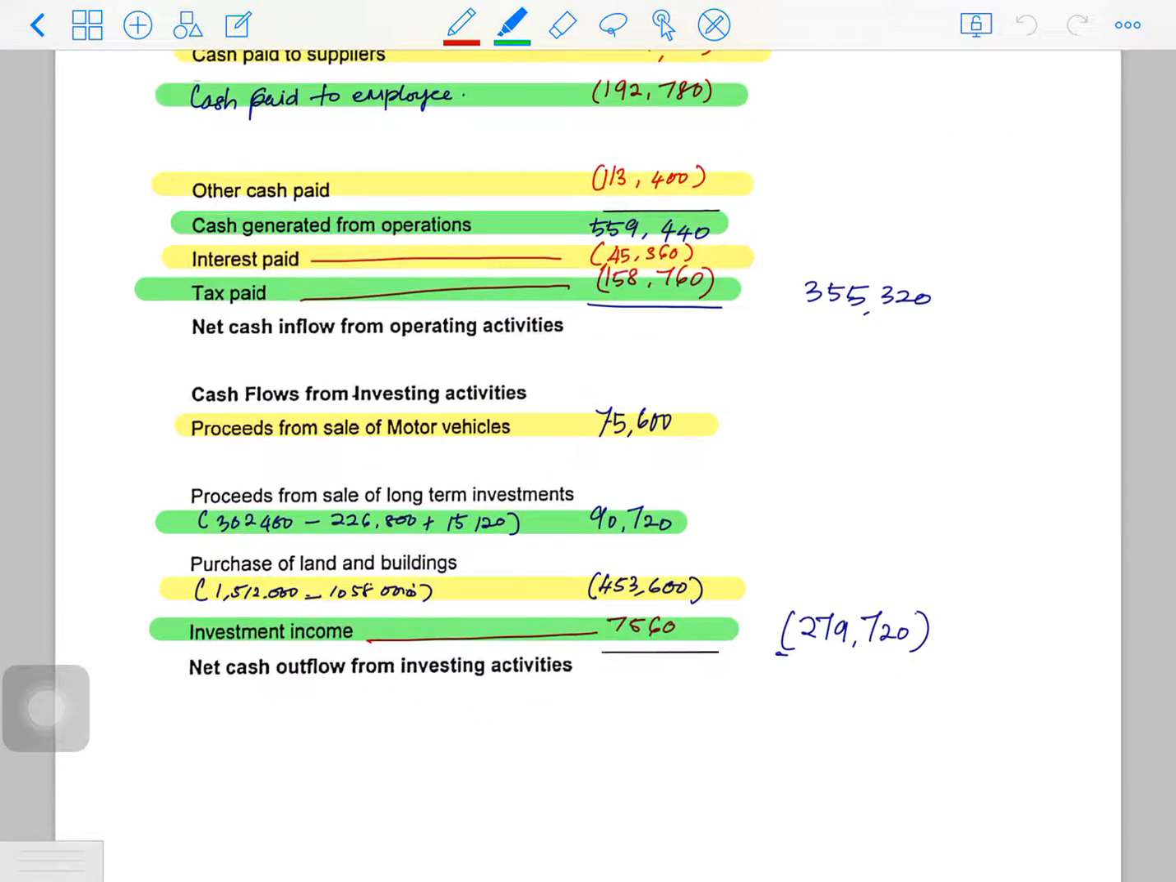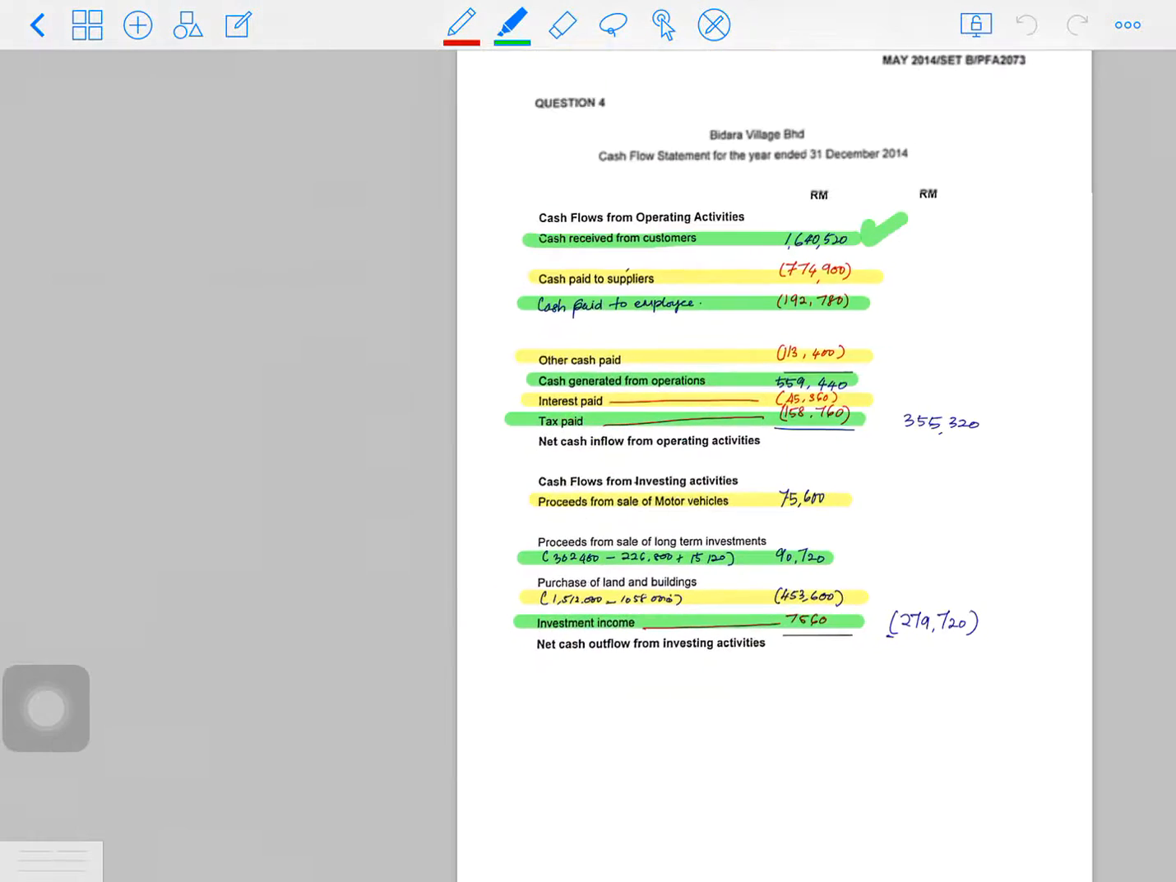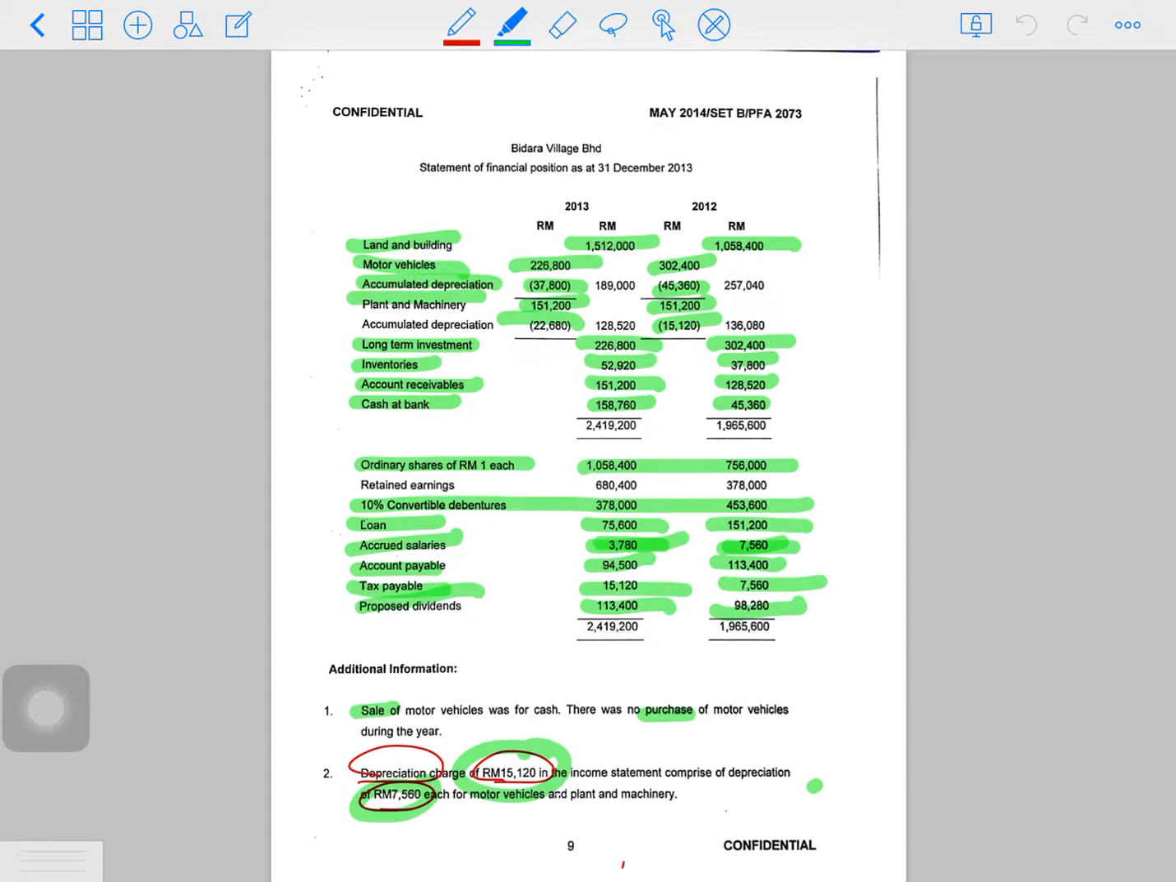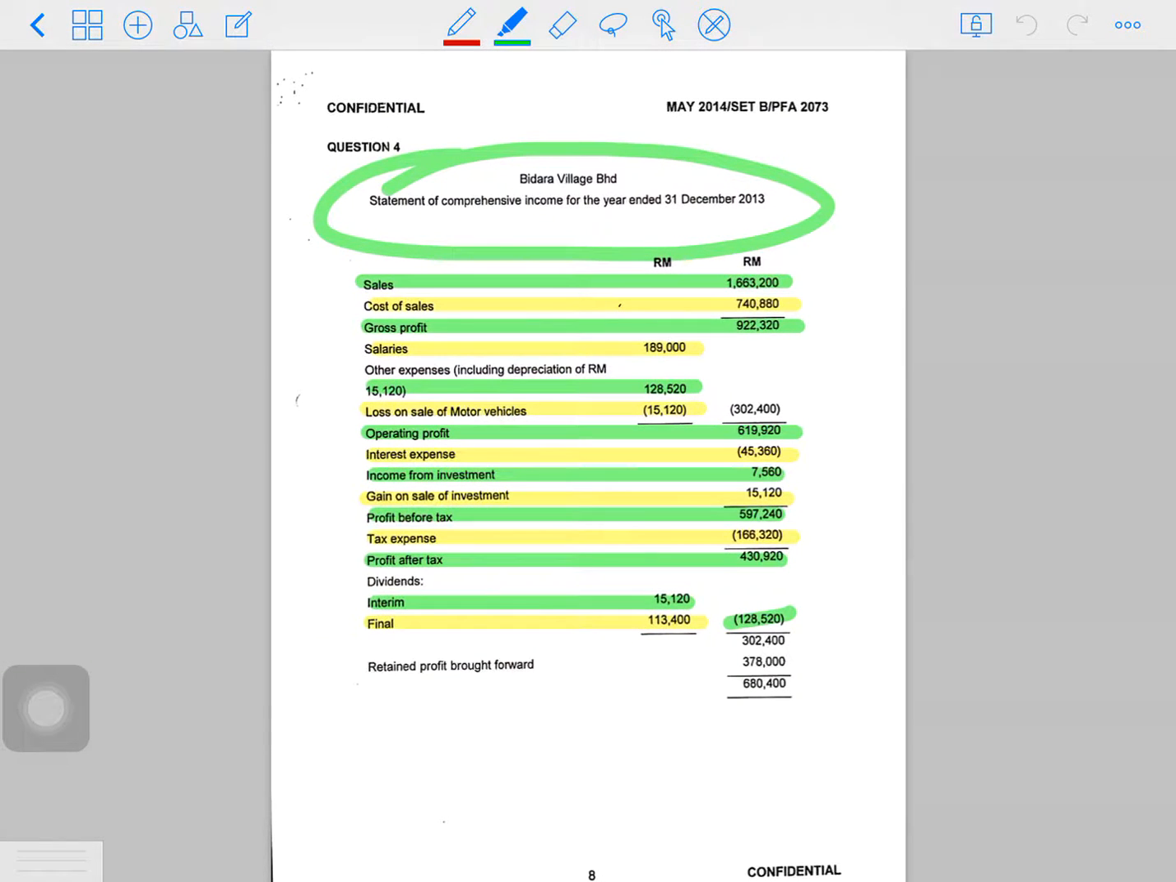Okay. So we finish with items in the balance sheet. Okay, items inside the SOCI pula, sales kita dah deal tadi kan. Dah deal. Cost of sale pun dah deal untuk kita cari purchases tadi. Kan. Salaries kita pun dah deal dengan salaries. Other expenses, yang tu kita belum deal lagi other expenses tu kan. Other expenses tu including depreciation 15120.